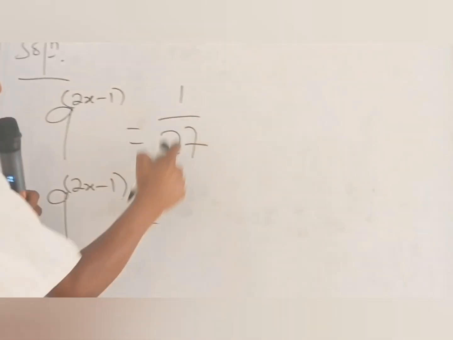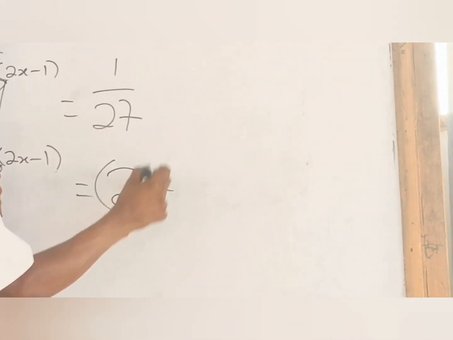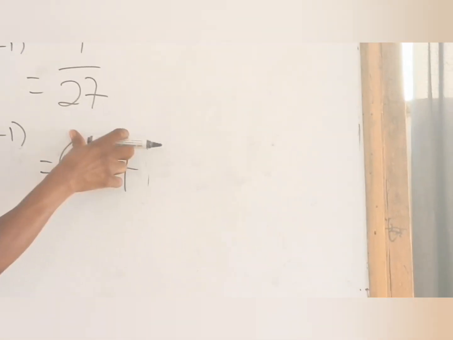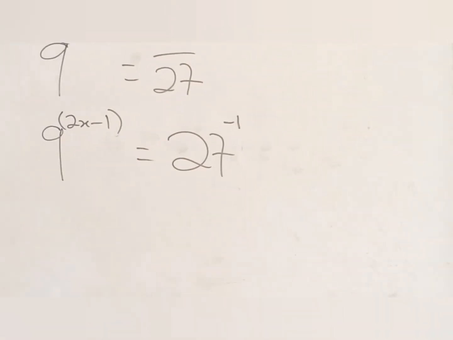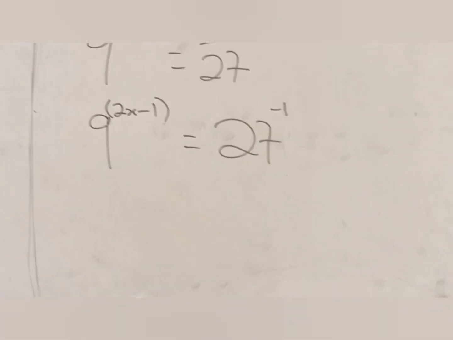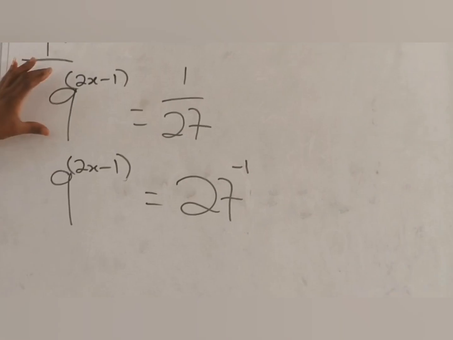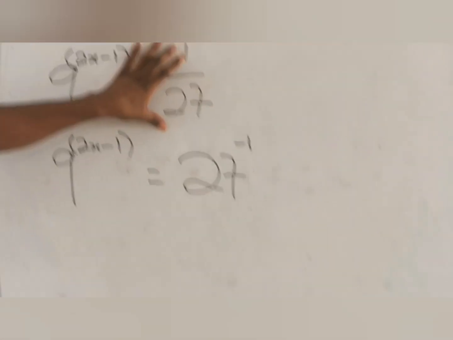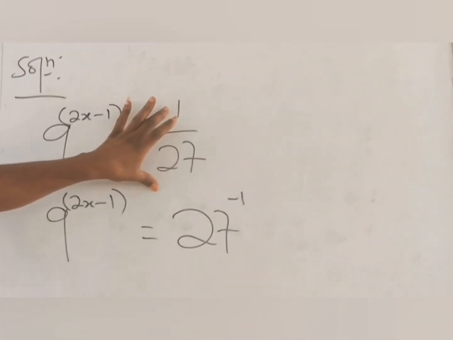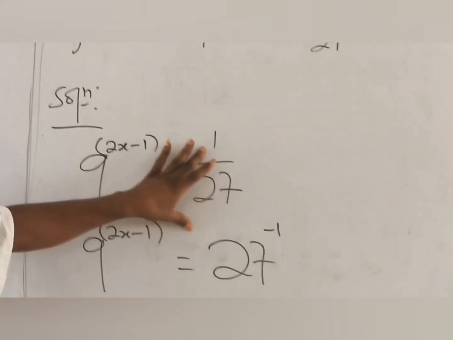1 over any number is the same as what? The number to the power negative 1. That's the first thing you should ask yourself. You are working with indices. You already have indices here, but this one is not written in indices form. So how do I make the side that is not written in indices form into indices? Can you all see?